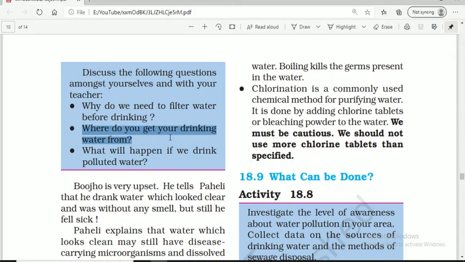Where do you get your drinking water from? You can say that we get it from tap water, and some of you use it after boiling. You can also use filters in your home, mainly called water purifiers. Then the third question: what will happen if we drink polluted water? This is also an easy question. If you drink polluted water, you may get different types of diseases, like typhoid, jaundice, and cholera.